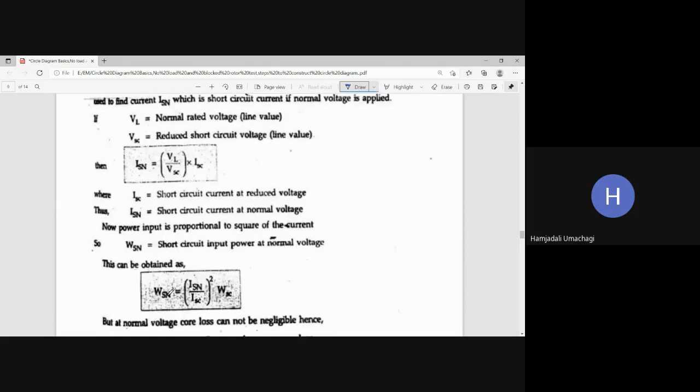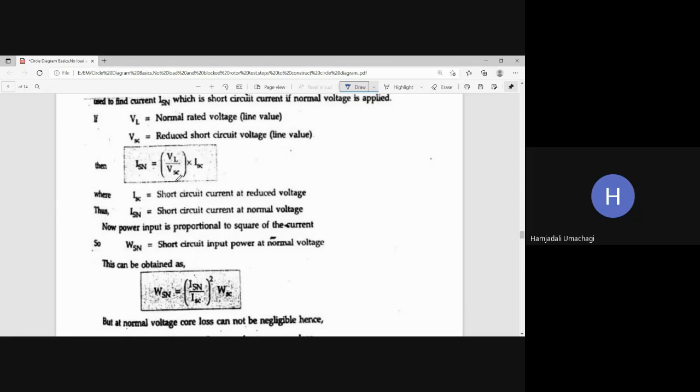this can be obtained as WSN is equal to the short circuit current at the normal voltage, that is ISN, divided by the short circuit current ISC, whole square, into WSC, where ISN we have already calculated by the formula VL by VSC into ISC, where once again VL is nothing but the rated line voltage, and VSC and ISC we will get from the block rotor test for reduced voltage.